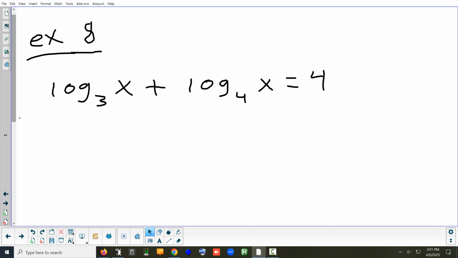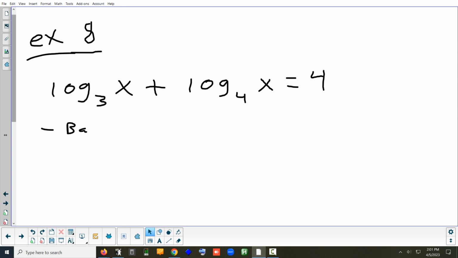And this one I'm just going to talk a little bit about. It looks kind of like one we did before, but there's something very different about it. Does anybody see what's different? And this is what I want you to notice. I don't really want to solve it. I just want you to notice this and realize you can't do what some people might think you can do. Yeah? The bases are different. So you are not allowed to combine these two logs together.